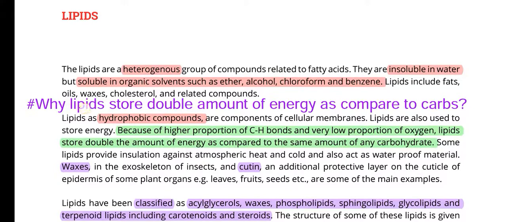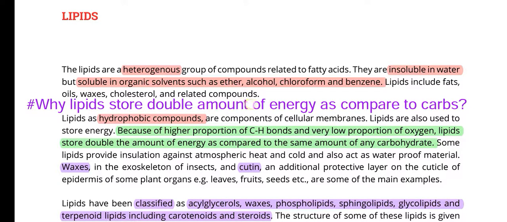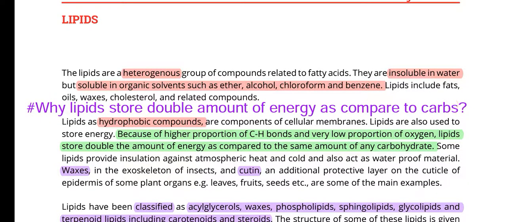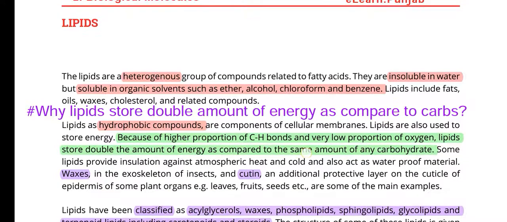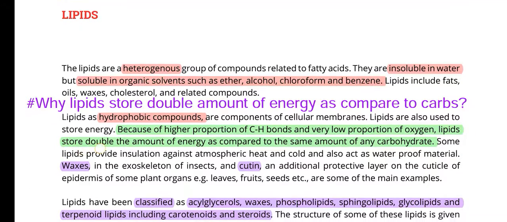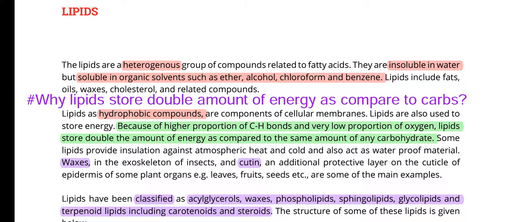Very important question: why do lipids store double the amount of energy as compared to the same amount of carbohydrates? The reason is that because of the high proportion of C-H bonds and very low proportion of oxygen, lipids store double the amount of energy as compared to the same amount of carbohydrates. And there are many other functions. Lipids are insulators for heat and cold, and a waterproof material, and protect against excessive transpiration and prevent dehydration and a lot of things.